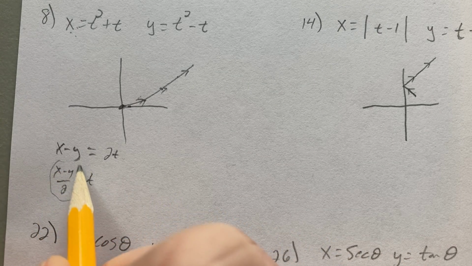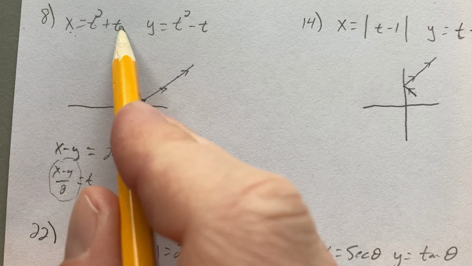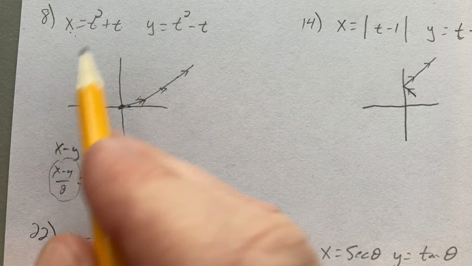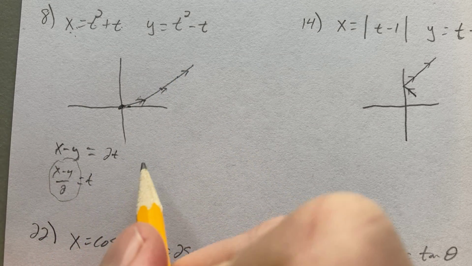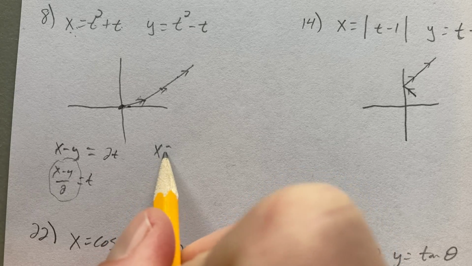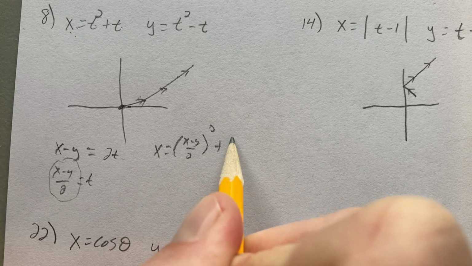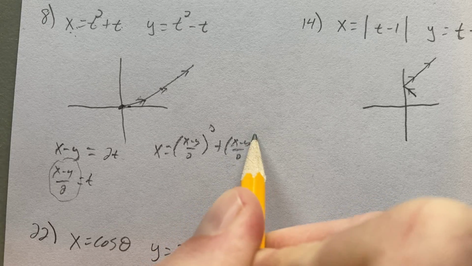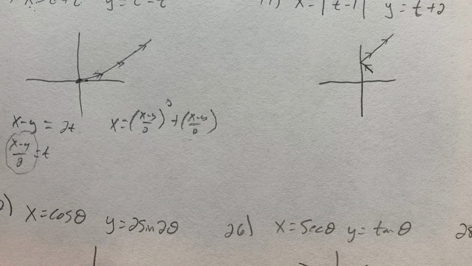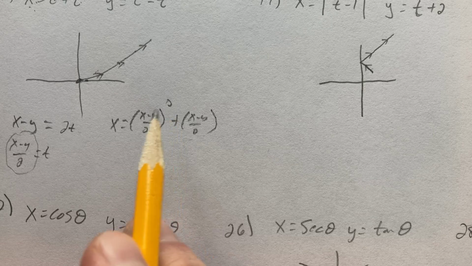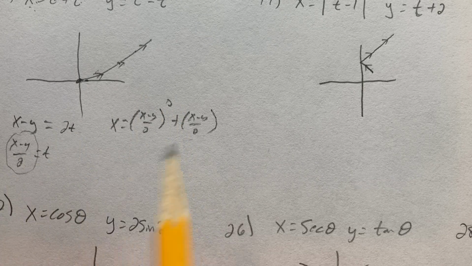Now I can take x minus y over 2 and put that either in here for x, the x equation, or put it in for the y. It doesn't matter, but you just replace it. So if I did for the x, it would be x equals x minus y over 2 squared plus x minus y over 2. And now I've got an equation of just x and y. It's goofy, it's weird, but that's how I would do it.